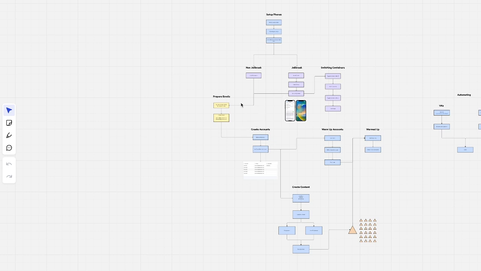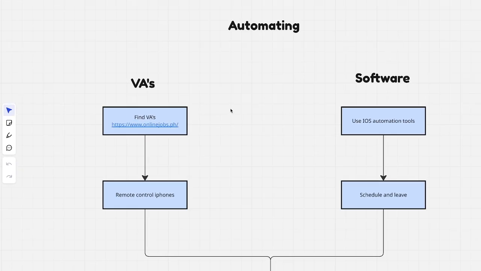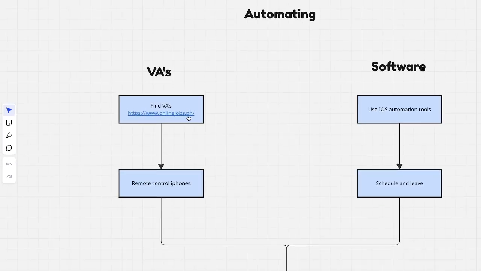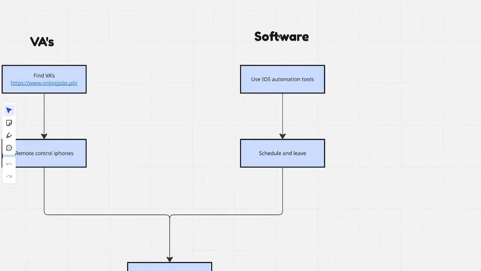Now, to make all of this smooth and actually scalable, we need to automate this. To automate this, you can hire VAs on onlinejobs.ph. And you can just add remote control software for the iPhones and they can just start posting and engaging. So that's one way. There's also software, iOS automation tools, where you can just schedule your content and leave it and it will just automate the whole thing.